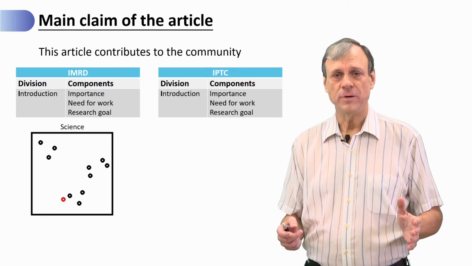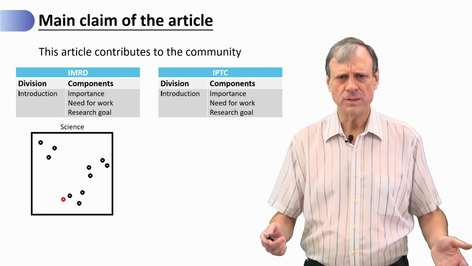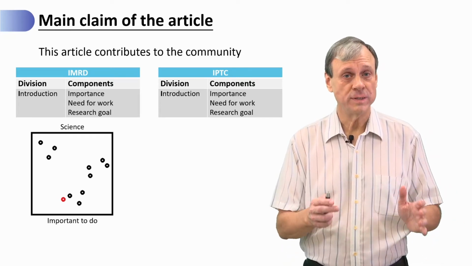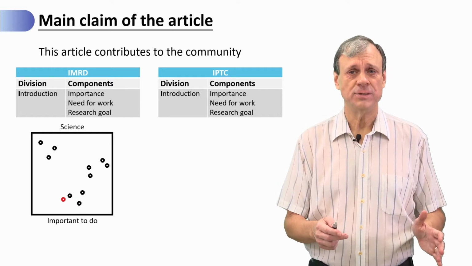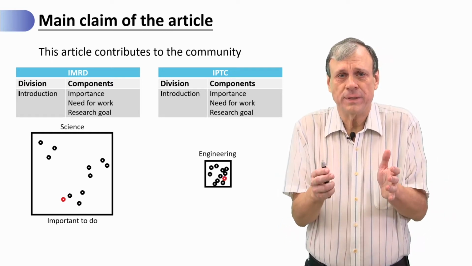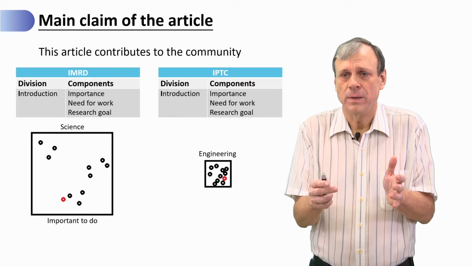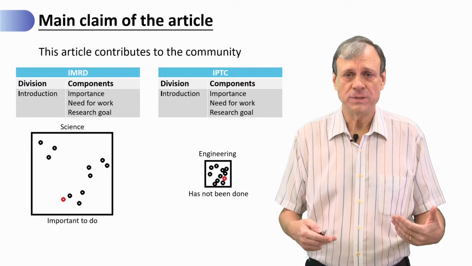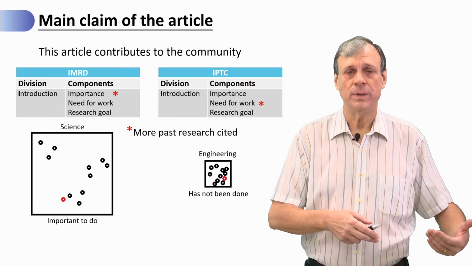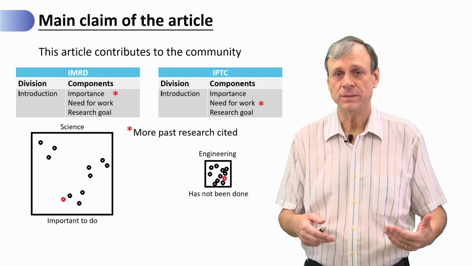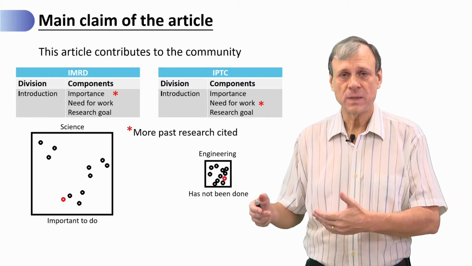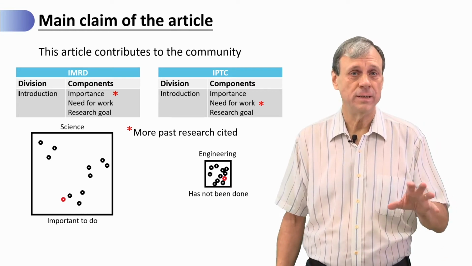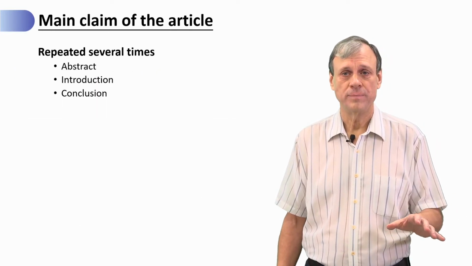But it's a little bit different because in science, there's a huge research area available. And so you have to prove that the work is important, that people should pay attention to it. On the other hand, in engineering, the research area is much smaller. And so you have to prove that the work has not been done. As a result, the importance component is more important in science, whereas the need component is more important in engineering. And therefore, there's more past research cited in connection with that component.